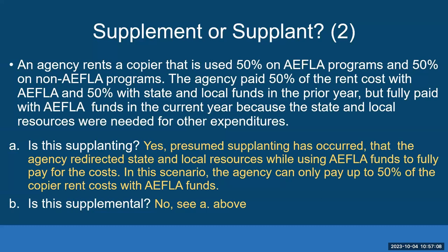And again, in this situation, supplanting will be presumed, since the agency redirects state and local funds while using AEFLA to fully pay for the cost. So in this scenario, the agency can only pay up to 50% of the copier cost with AEFLA funds. And this will relate to allocability, which we'll be covering in more detail in a minute. And that's pretty much it for supplemental plan.